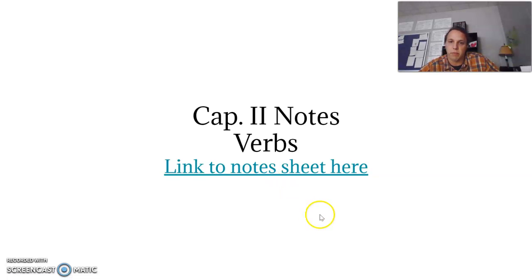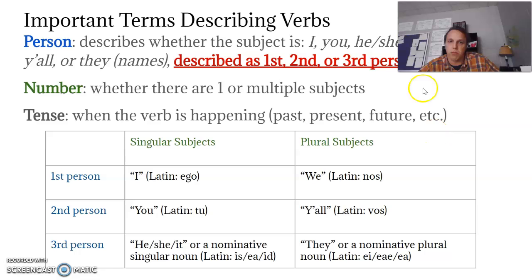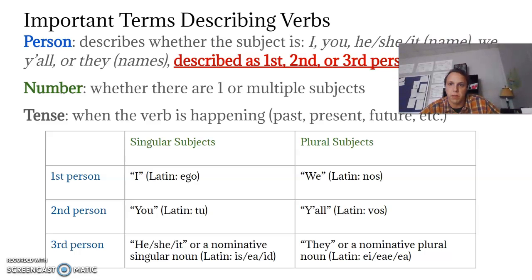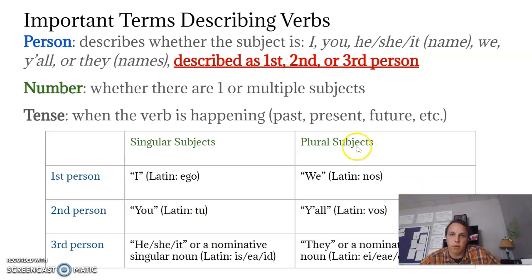Let's get going. So we're talking about verbs. Verbs are actions. And when describing verbs in Latin, we're going to start out with these three important terms.